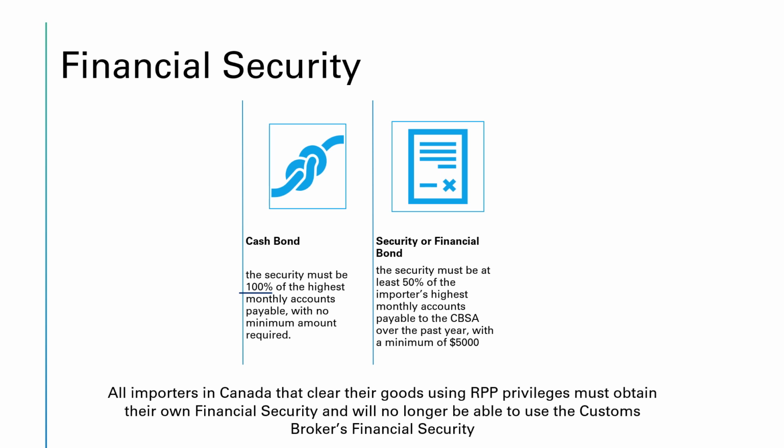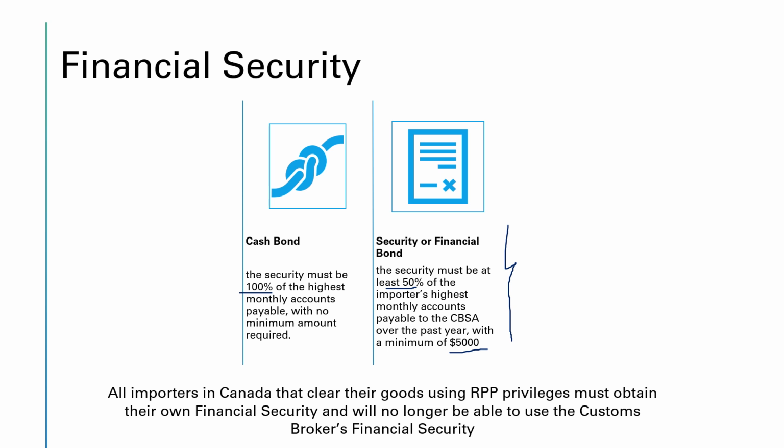A financial bond will only require 50% of the highest amount of monthly payments and has a minimum of $5,000. The only thing with this one is that you need to go to a surety company to obtain approval. And sometimes people do not have a good credit line or a good credit history, and a lot of surety companies will not give them the bond based on that.